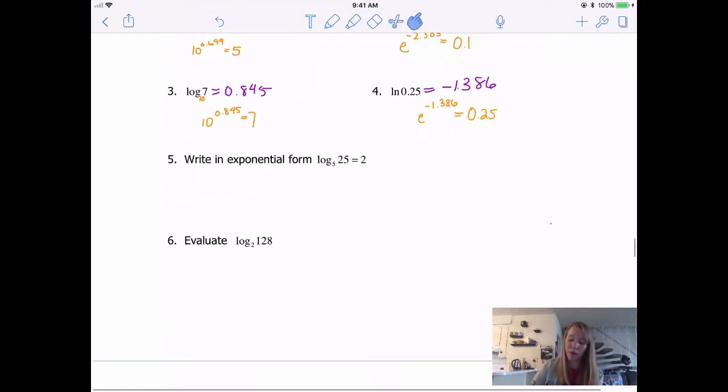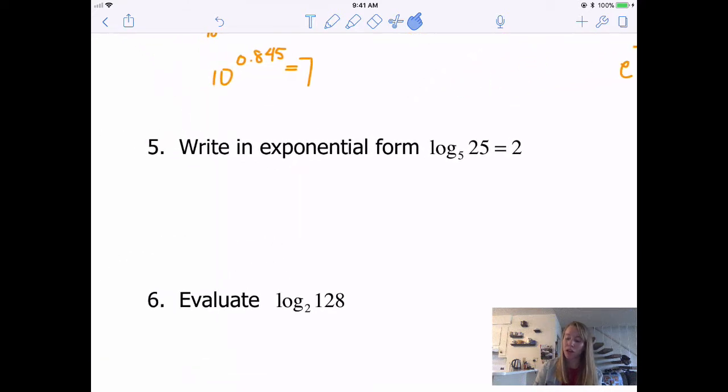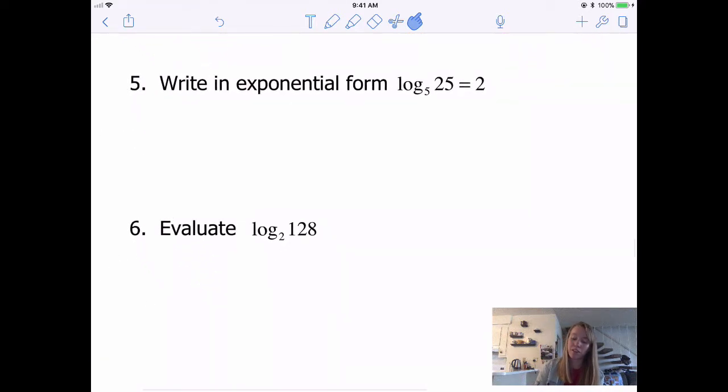Looking at the last couple of problems, write in exponential form, log base 5 of 25 equals 2, and then evaluate log base 2 of 8. This is from the beginning of the lesson, so I do want you to try these. I'm going to put a little bit of time on the video and then see how you do.